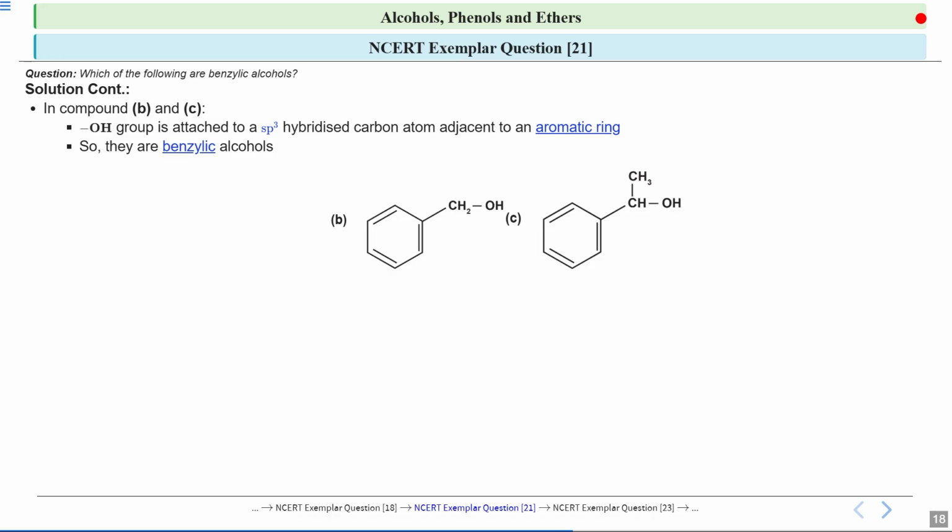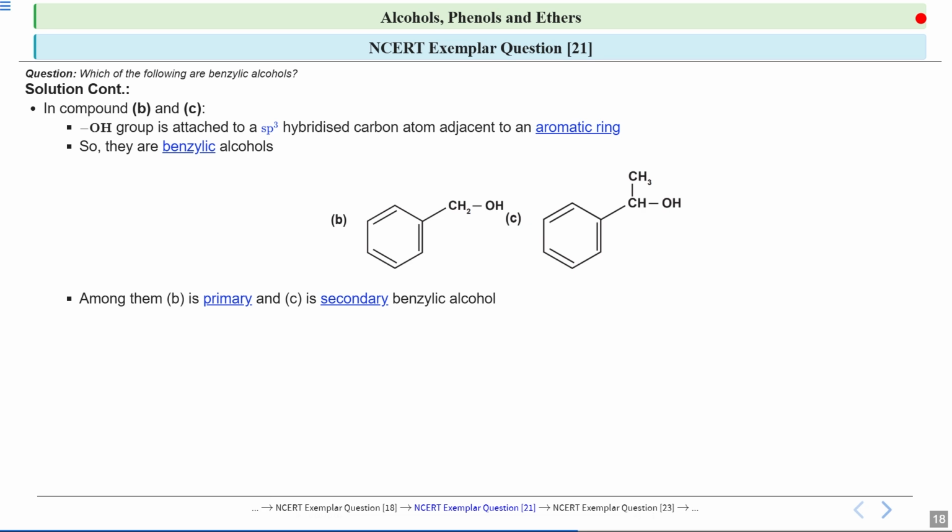See, this carbon is attached to this benzene ring. So this is adjacent to this aromatic ring. Similarly, if you see over here, this carbon is an sp3 hybridized carbon, and this carbon is adjacent to this benzene ring. That is why B and C are benzylic alcohols. So you need to remember that benzylic alcohols are those alcohols where the carbon to which the OH group is attached should be an sp3 hybridized carbon, and it should be adjacent to an aromatic ring. So that is why options B and C are correct.